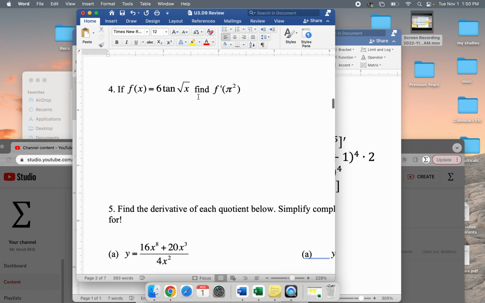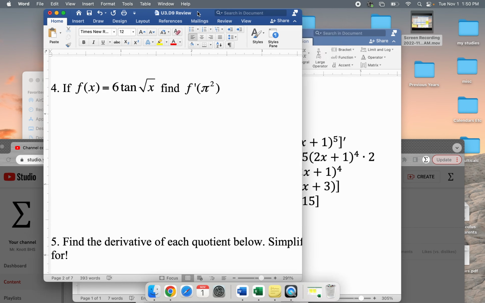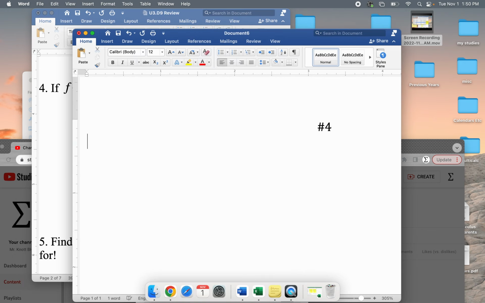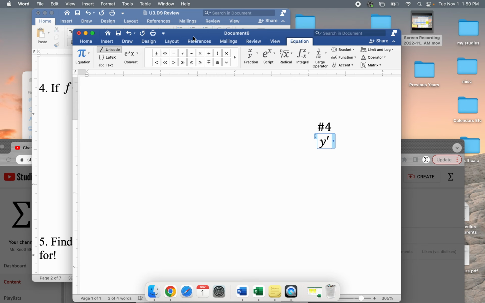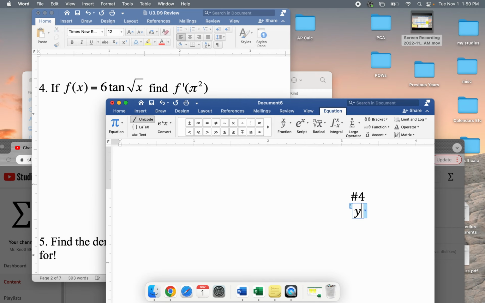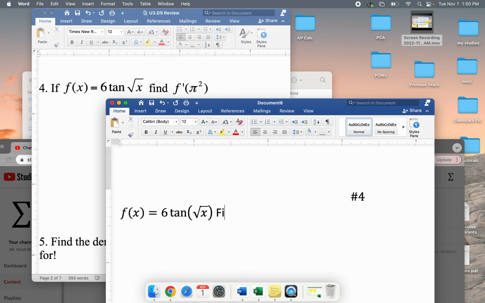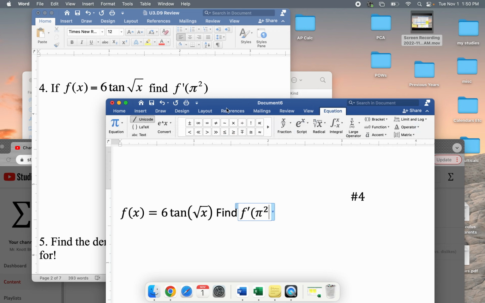Moving on, we are now moving on to this one, apparently. Find the derivative of this function at pi squared. Okay, so we're looking at number 4. So we're going to take the derivative. So what is my function? My function is 6 times tangent, and again, I like to use parentheses, tangent of the square root of x, and we want to find f prime of pi squared.